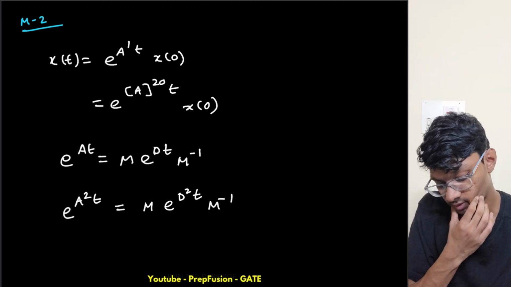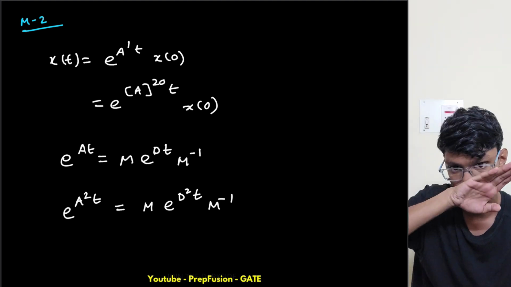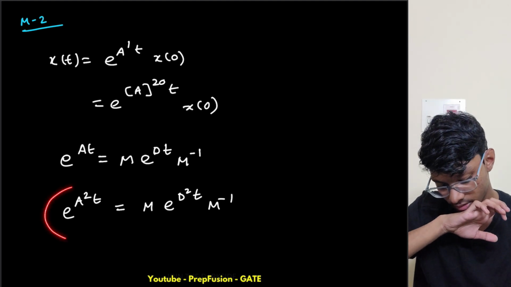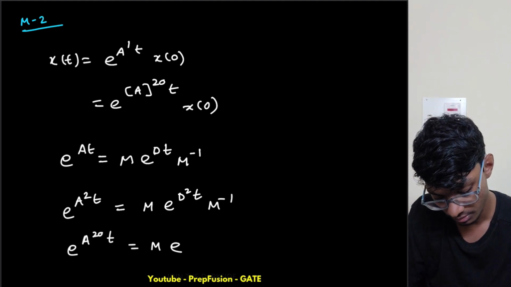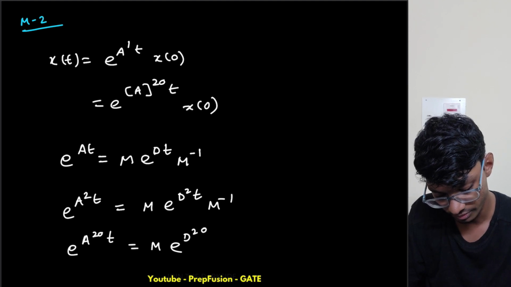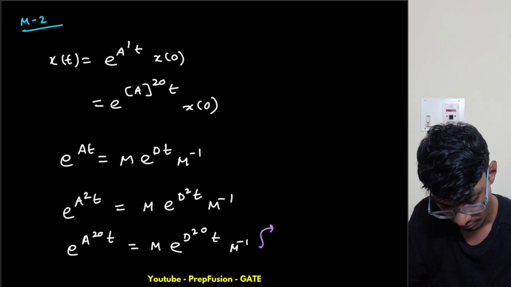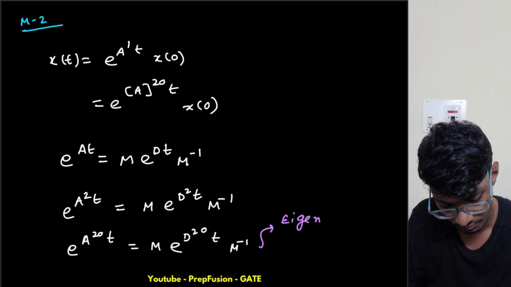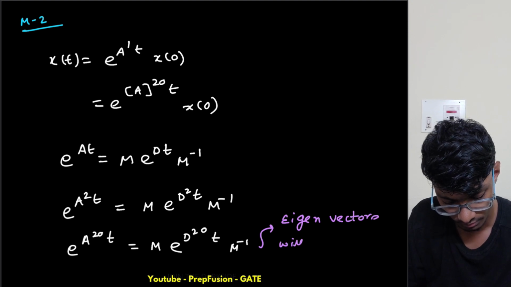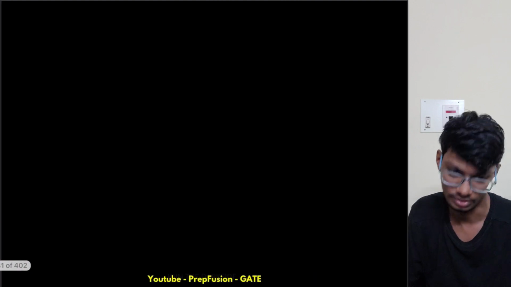What you could have done is first write that A square will be equal to M D square M inverse. So this is what changes for e raised to power 20t. The eigenvectors will remain the same, and only the diagonal matrix D will change. You can just prove it.